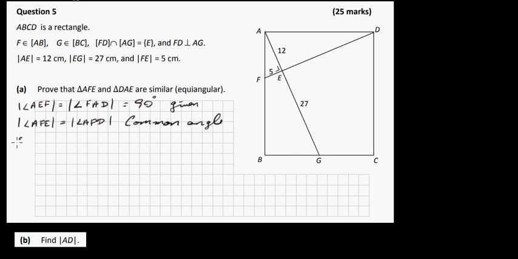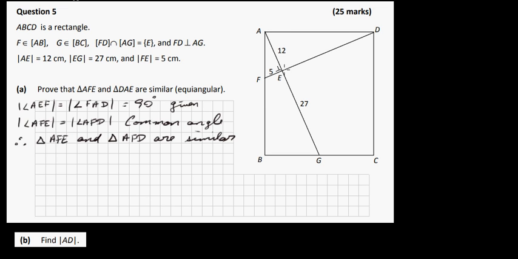So therefore you can say that triangle AFE and AFD are similar. Now we've only shown that two of the angles in each triangle are the same, but if two angles in two triangles are the same, the third one must be the same as well, because there are only three angles and they add up to 180. Okay, so we've shown that this small triangle is similar to the big triangle.